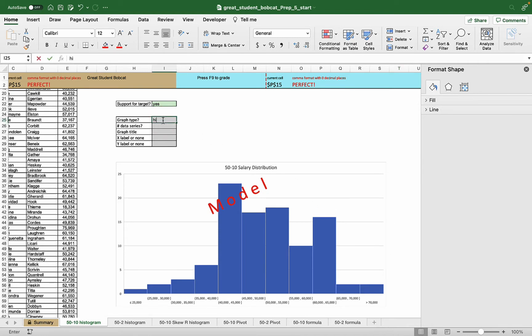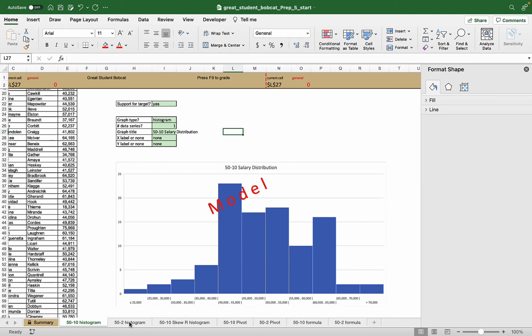Okay, so the graph type is a histogram. Number of data series is just 1 because it's just salaries. Graph title is 50-10 salary distribution. Don't worry about it overflowing the box. X label and Y label are none, so it's none and none. And we're all done with this one. Okay.